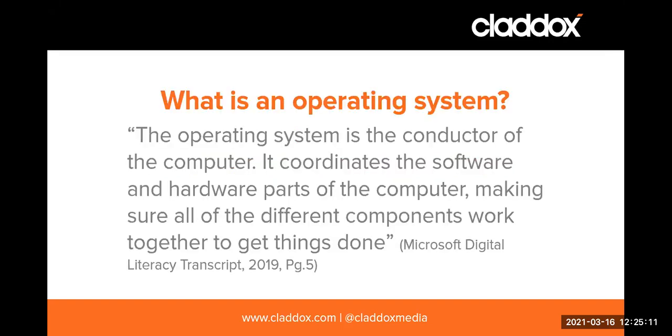Now, the operating system is the conductor of the computer. It coordinates the software and hardware parts of the computer. The other time I said your software cannot function without the hardware, and your hardware cannot function without the software, just like your body cannot function without the soul and the spirit. All of them must work together. But now, what coordinates the activity of your software and the hardware?